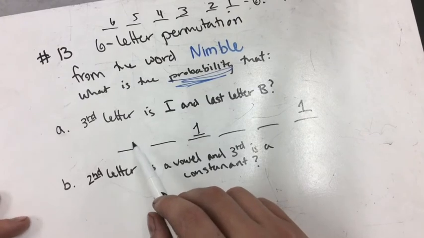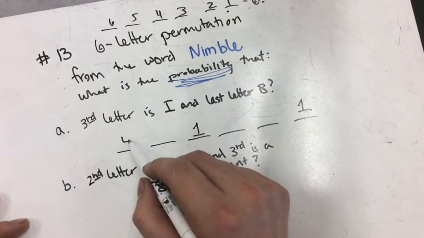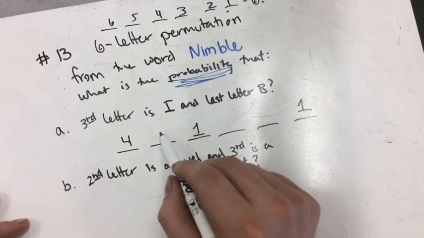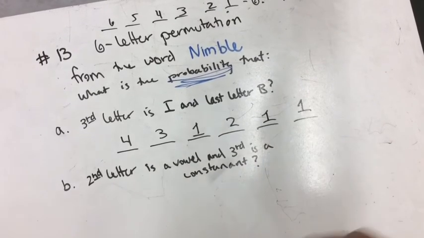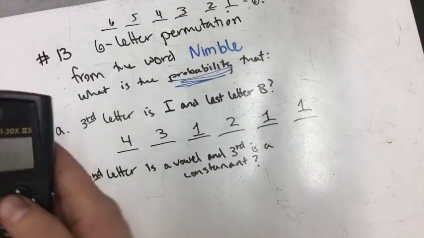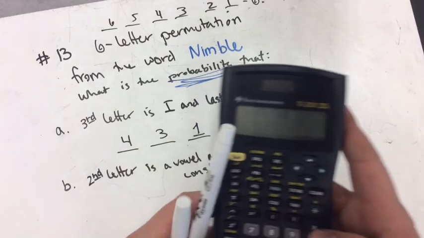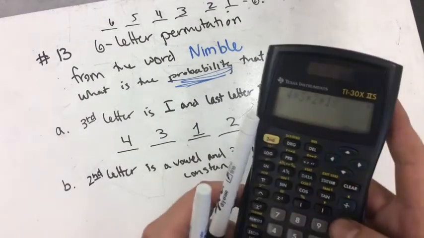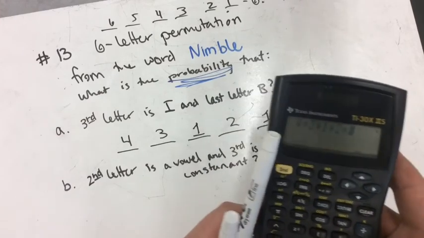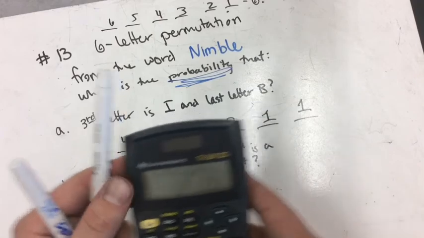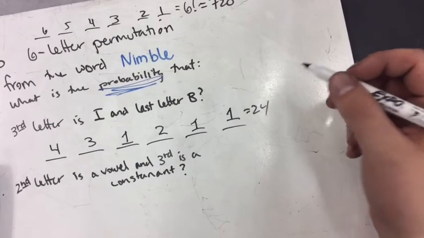Then how many letters are left remaining that we haven't used yet? Well, there's 4. How many letters can go in here? There's 3. How many choices are left for here? 2. And at that point, there's only 1 left here. So what we have here is 4 times 3 times 2 times 1, which is 24. This equals 24.